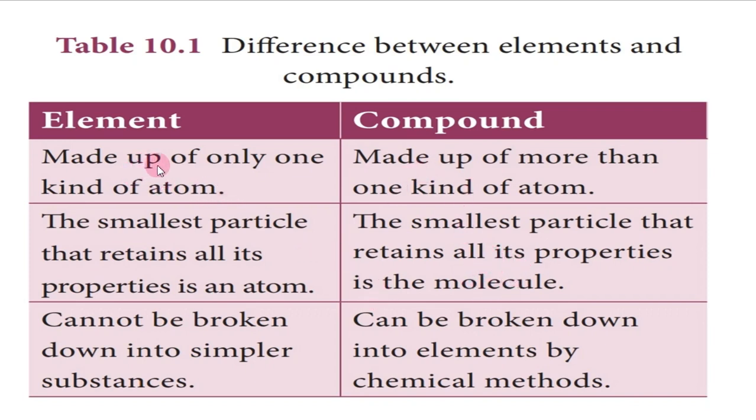So first point, made up of only one kind of atom. Here, made up of more than one kind of atom, two or three. Then second point, the smallest particle that retains all its properties is an atom, shows the properties of an atom, but here it shows the properties of the molecule. Here the element cannot be broken down into simpler substances. This compound can be broken down into simpler substances. It can be broken down into elements by chemical methods.